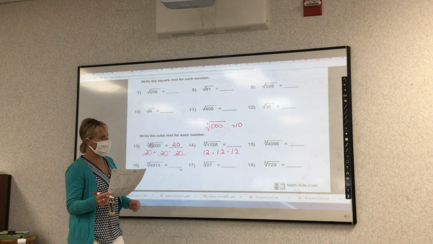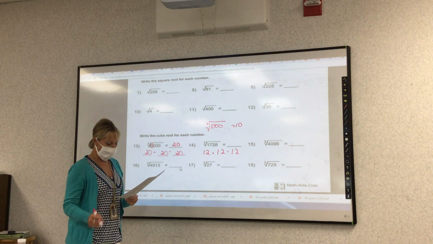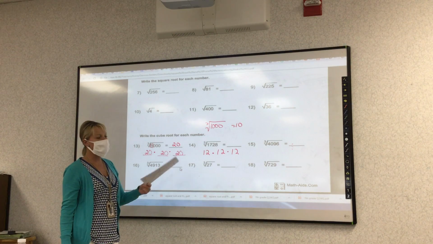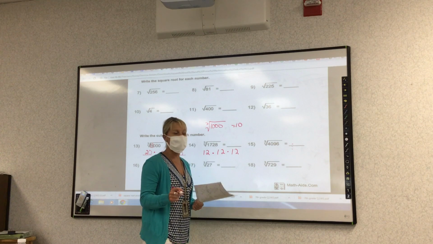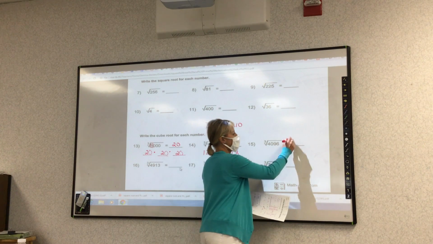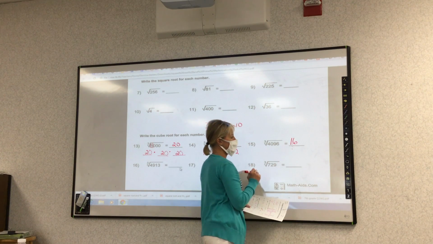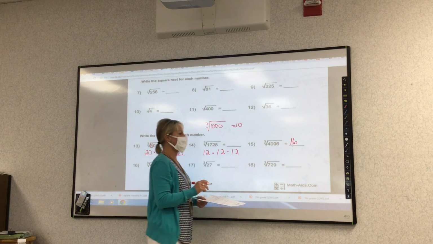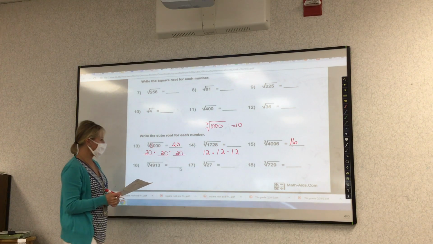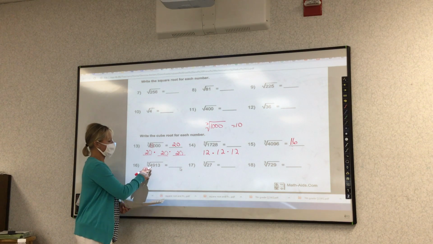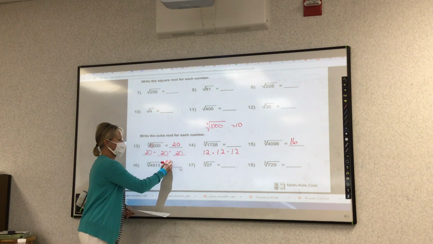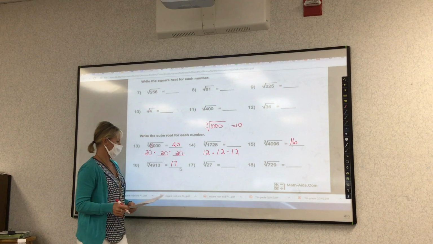15, cube root of 4,096. It's another one that you have to just try. It's not going to be there. The exact answer won't always be there. So it is 16. Number 16. The cube root of 4,913 is 17.